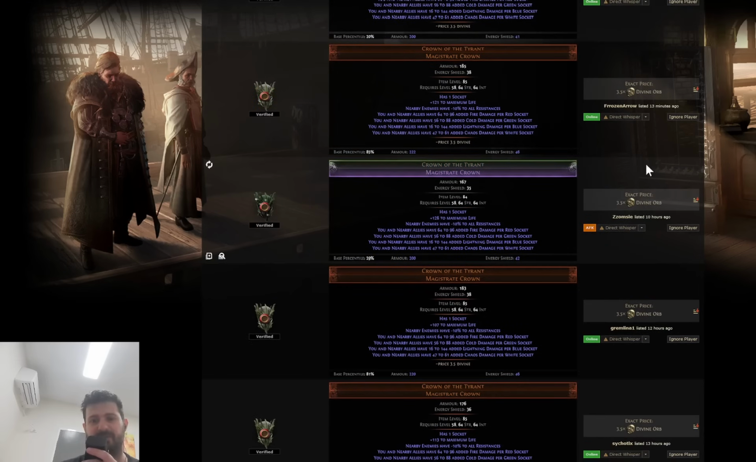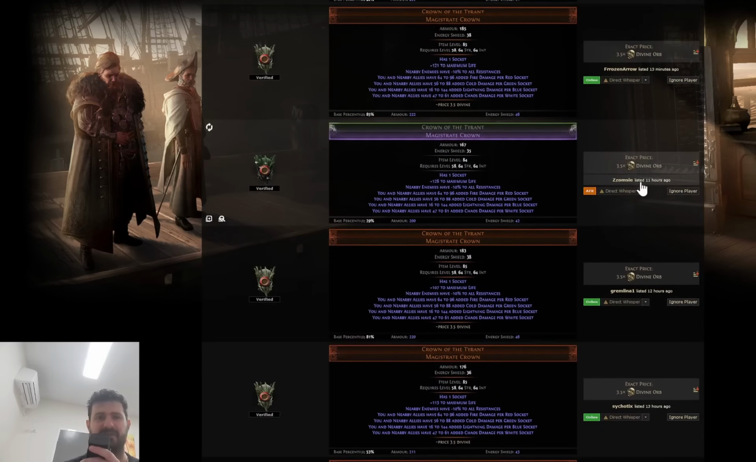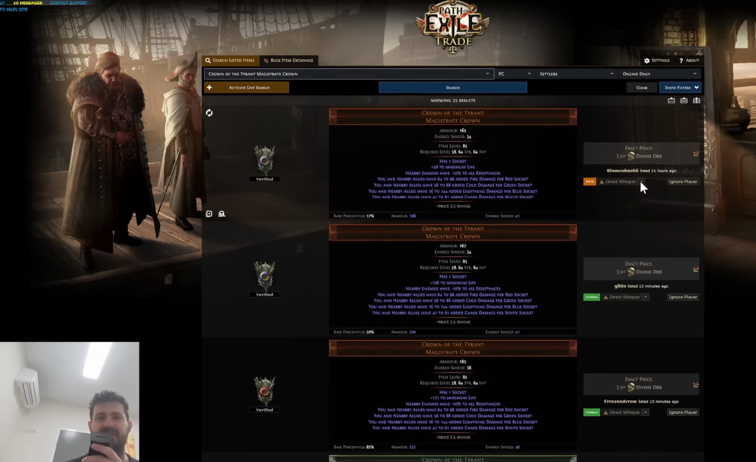Anyway, and then we go to Crown of the Tyrant. So these are selling from 3.5 to 4 div. Now these only drop on the Crystal King, so they're definitely worth liquidating. Really good for elemental based minion builds and stuff like that. But yeah, they do sell pretty quickly.